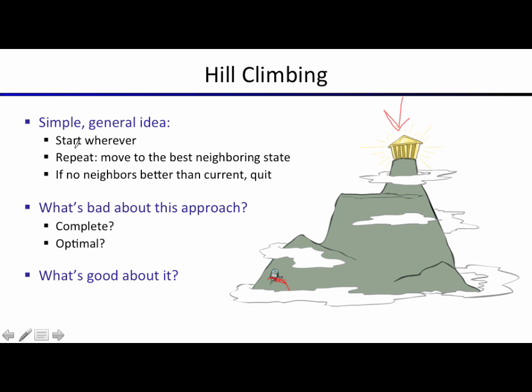So hill climbing says, okay, you start off wherever randomly, and then you repeat the following. You look at your neighboring states, you look around, and figure out what's the best thing to do, and it's going to be here, and you just get your robot to move there. And if you don't have any neighbors that are better than current, you just quit. When are you going to face a situation where you are not going to have any neighbors that are better than your current state? Yeah.